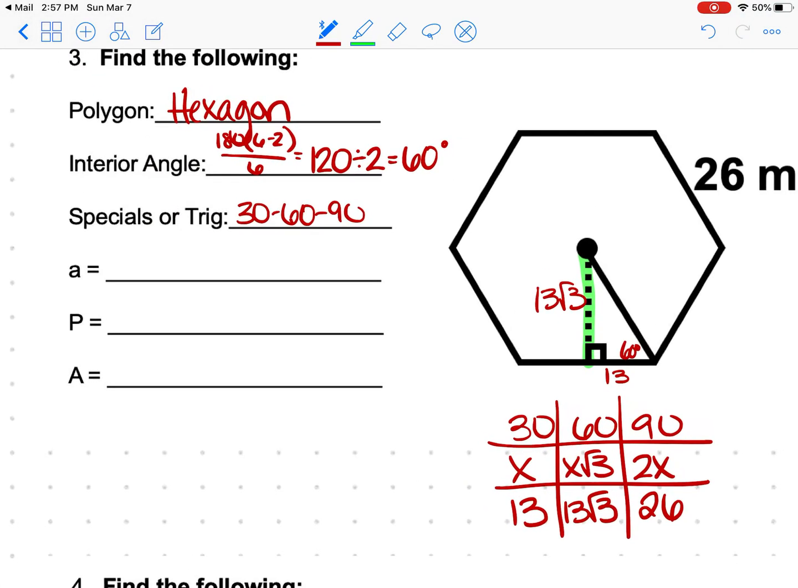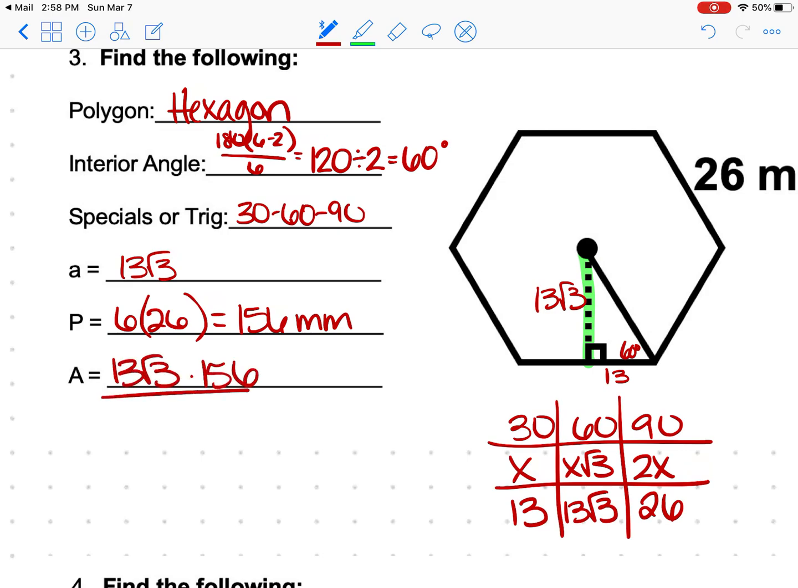So now we can start solving. Apothem, 13 square root of 3. Perimeter, we have a 6-sided figure with 26 for each side length. Multiply those and we get 156. We're working with millimeters. So remember, area is apothem times perimeter divided by 2. Think about your like terms. 13 times 156 divided by 2, and that gives us 1,014. Stick that square root of 3 at the end, millimeters squared.